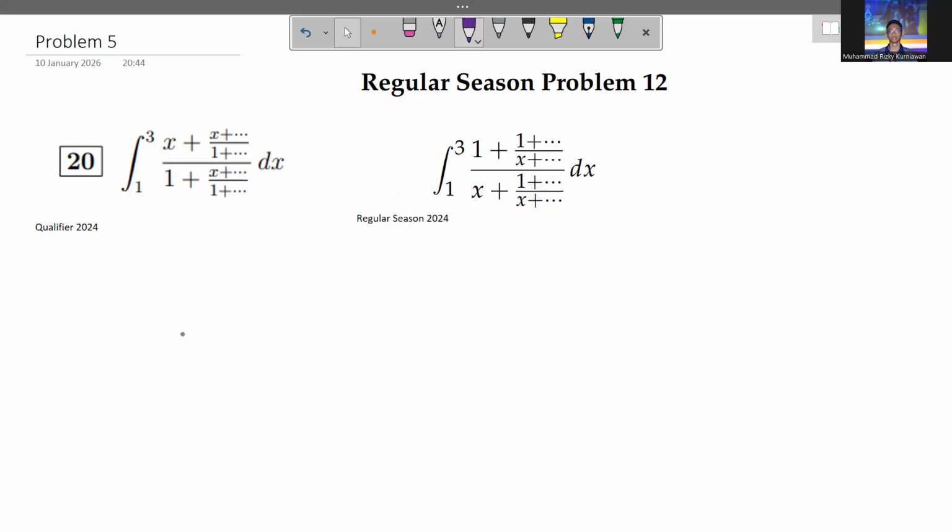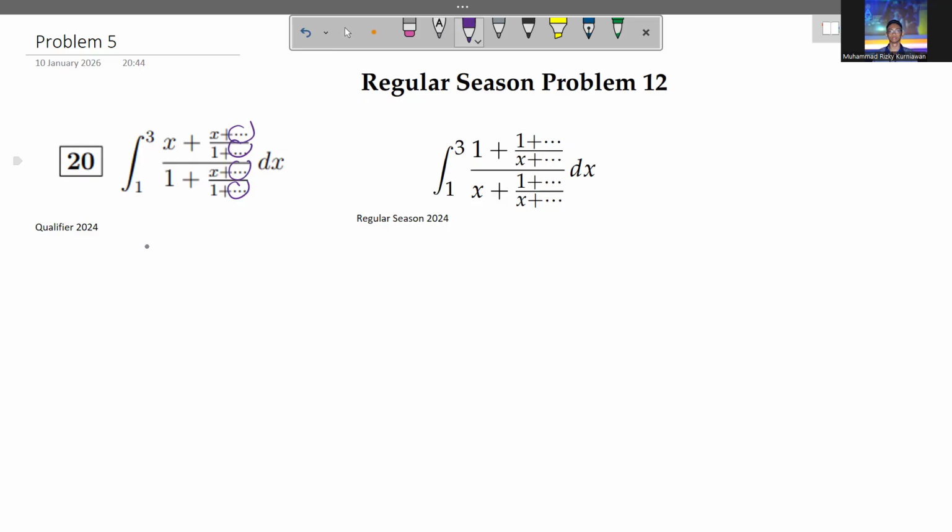For this one, I'm going to do the left integral first. This integral features an infinite tower of fractions where in the numerator you have x and in the denominator you have 1. In the numerator you have x plus, and then the tower starts again with x as the numerator and 1 as the denominator. And then the loop continues in all four instances of these triple dots.